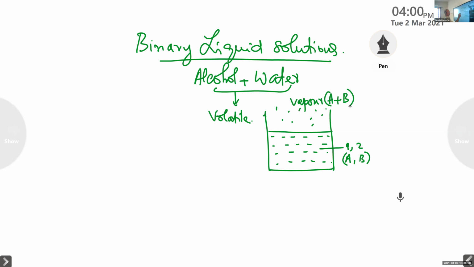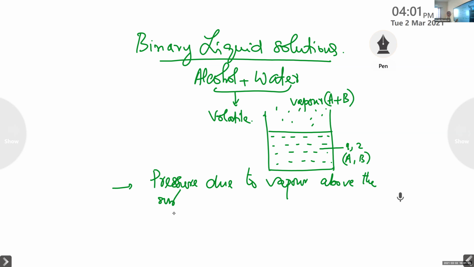The pressure due to vapor above the surface of a liquid is called the vapor pressure. Do you remember? We have studied that in the +1. So the pressure due to vapor above the surface of a liquid, that is called the vapor pressure.